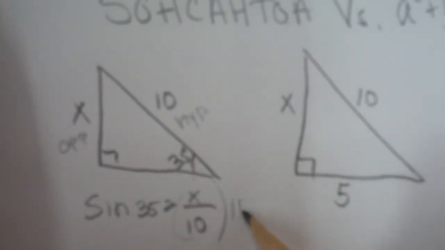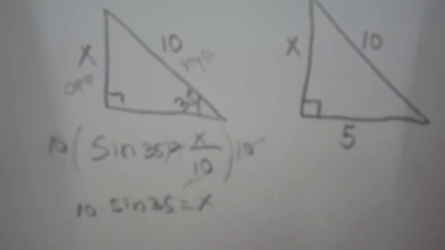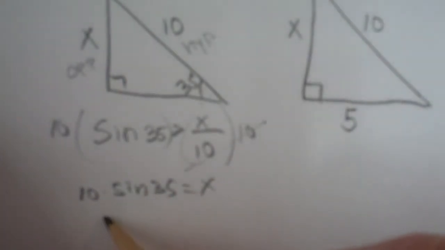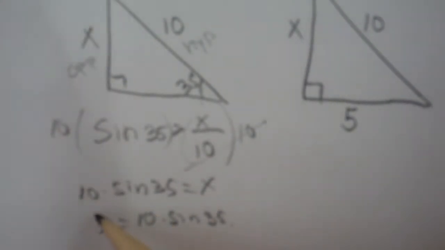I'll multiply both sides by 10. These 10s cancel out, and I end up with 10 times the sine of 35 is equal to x. Right there I have 10 times the sine of 35 is equal to x. So x equals 10 times the sine of 35. This can be typed in your calculator to get the answer to the nearest tenth.